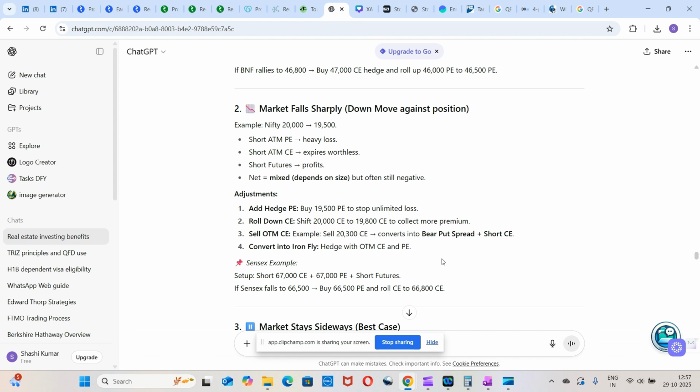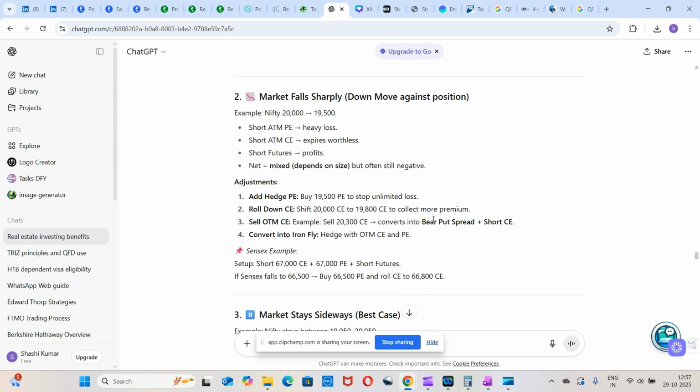Now, when the market falls sharply, against the position, say from 20,000, as a spot example, and it falls to 19,500. The short futures will have a profit because that's the direction you put your short futures position in. And the short ATM C will expire worthless, which will give you a profit. The ATM P will have a heavy loss. Net it will be mixed, but often it will still be negative here.